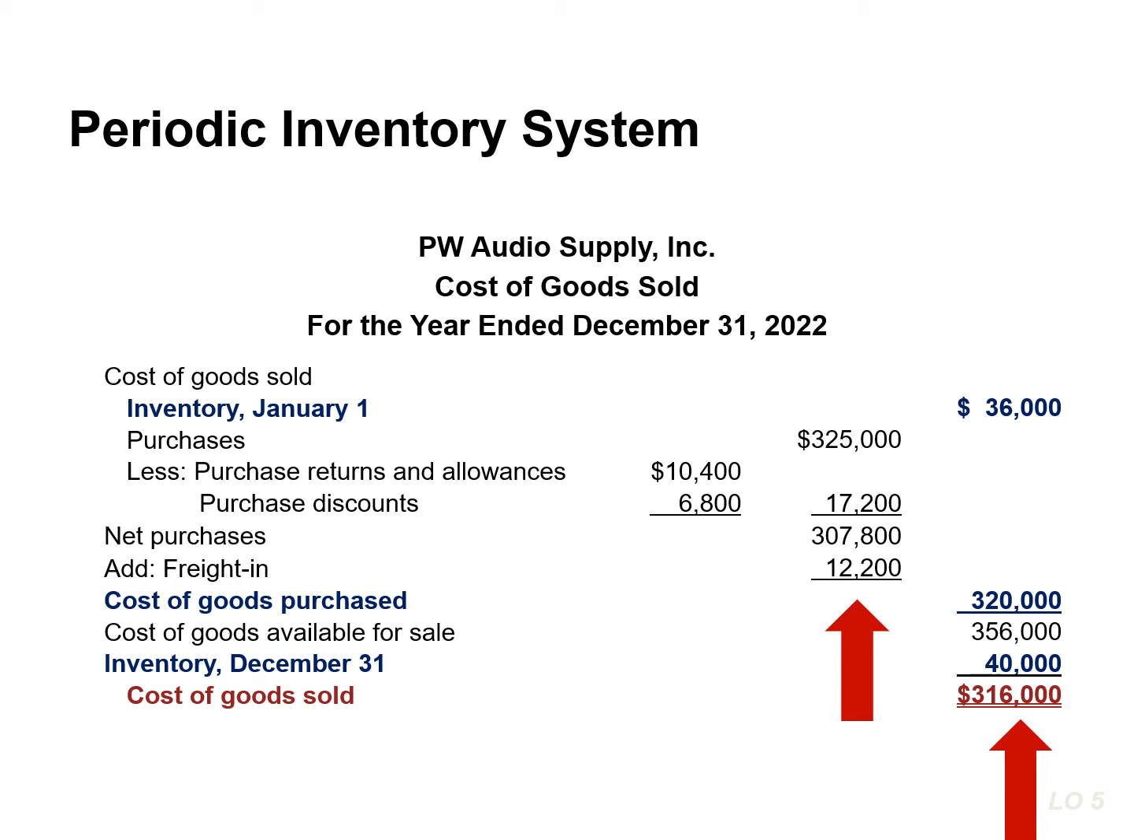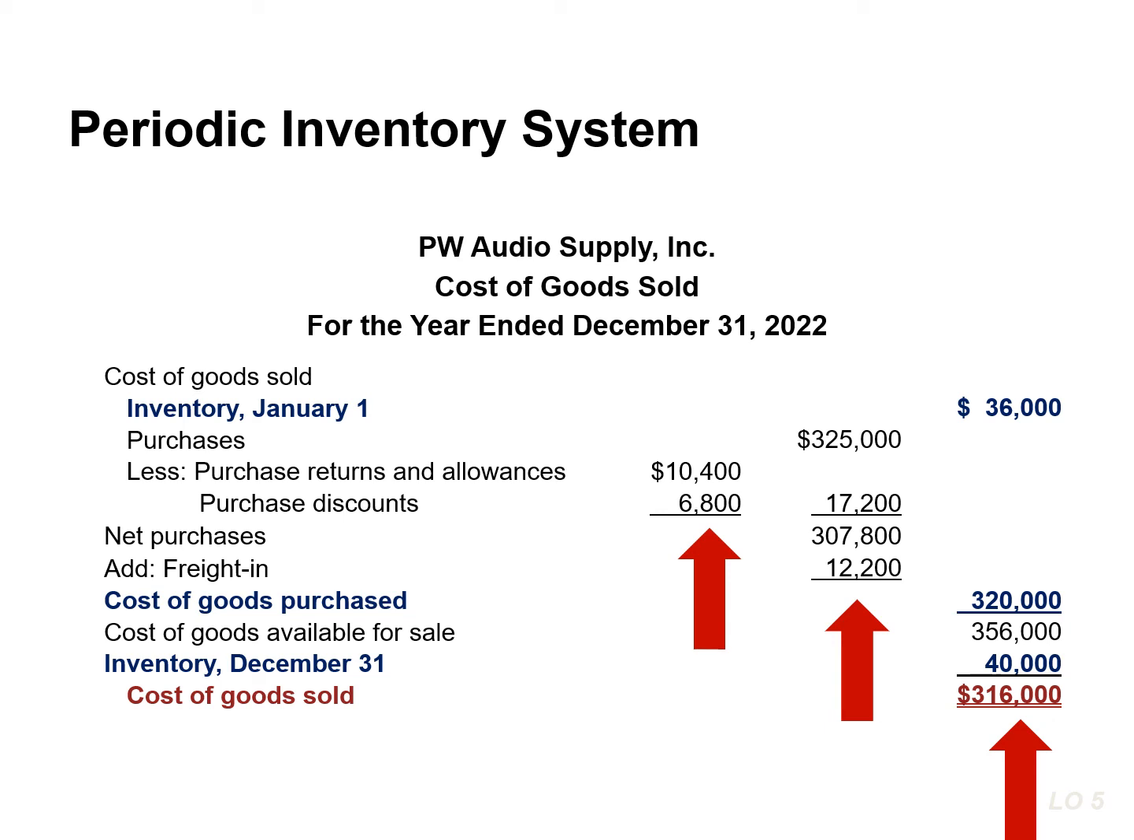The middle column explains the cost of goods purchased. In this case, it's $320,000. And that is found by starting with the purchases of $325,000, subtracting returns and allowances as well as discounts to arrive at net purchases of $307,800. From there, you're going to increase that for the freight in to arrive at the cost of goods purchased, which is $320,000.